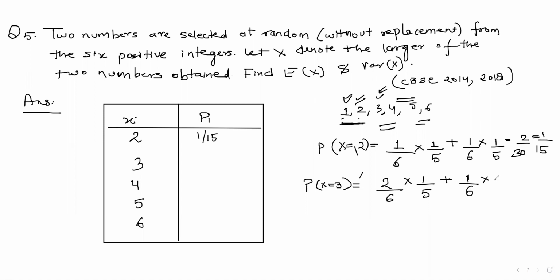Yes, sir. Okay, now remove this 3. Remaining numbers are 5. From the 5 numbers you are drawing 1 or 2. So what will be the probability? 2 by 5. Okay. Now solve this. 4 by 30, which is equal to 2 by 15. This is 2 by 15.